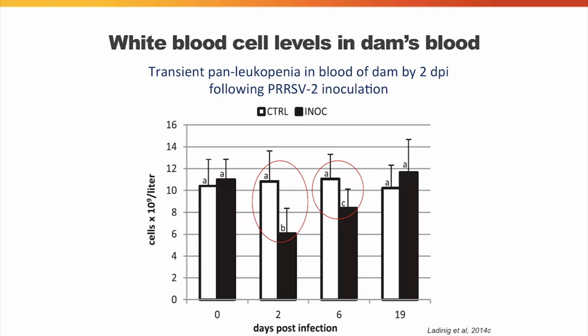So what this plot is showing is, again, on the horizontal axis, the 4 different post-inoculation time points, 0, 2, 6, and 19. And on the y-axis, I'm showing numbers of white blood cells circulating in the blood of the female. And you can see the white bars representing controls and the black bars representing inoculated gilts. By day 2, we have a transient drop, quite a significant drop in white blood cells. And then we start to see a rebound by day 6. We still see lower levels in our inoculated gilts, but things return back to normal by day 21, or day 19 in this case. And that's across all the different subsets.